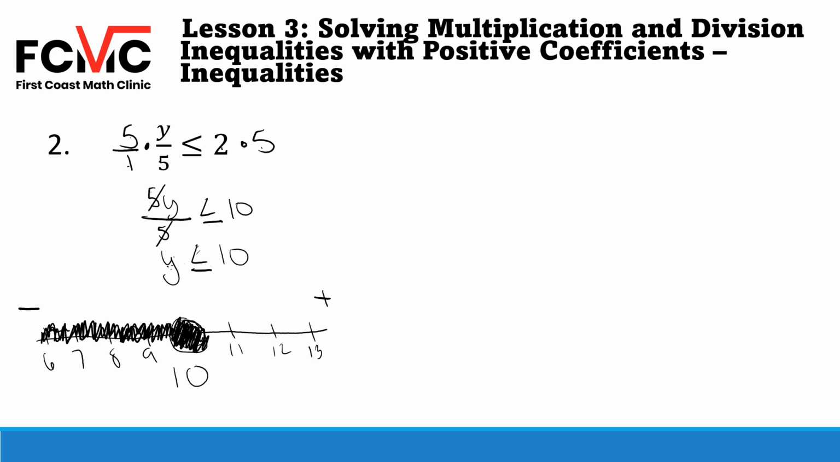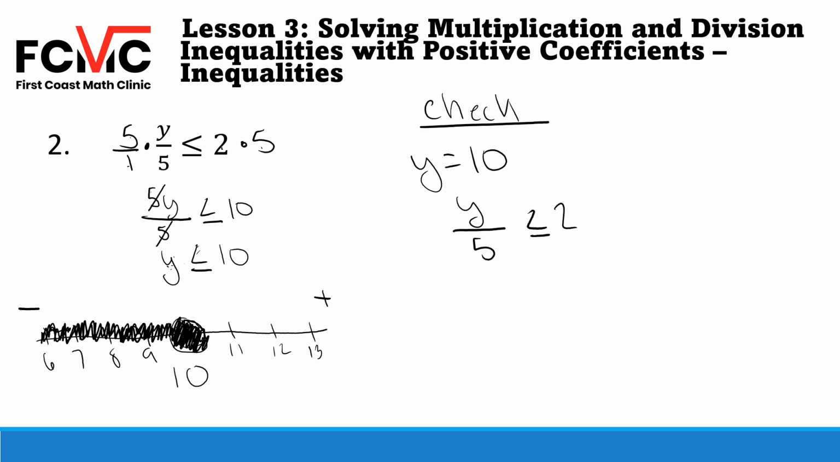So this graph represents our inequality, y is less than or equal to 10. So now let's check this. Let's pick a value from the solution set. Since we shaded in that 10, we could pick 10 as part of our solution, right? So in our inequality, y over 5 is less than or equal to 2.